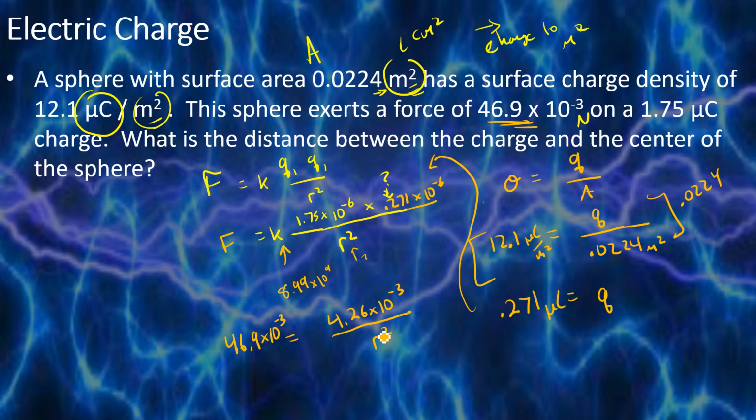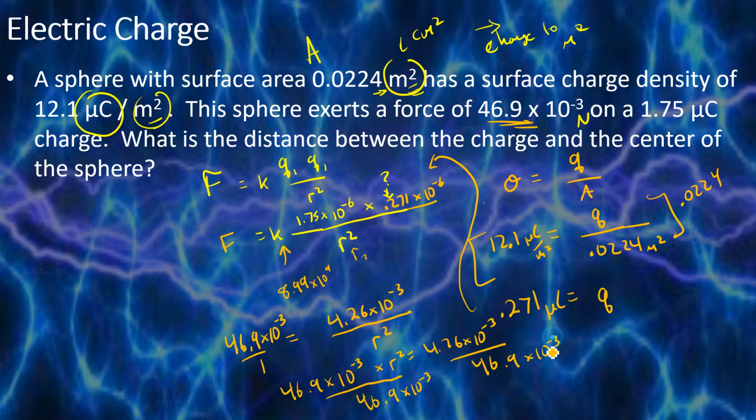So how do I solve this? I think we're going to go ahead and cross multiply. So cross multiply, we get 46.9 times 10 to the negative third times r squared equals 4.26 times 10 to the negative third. And then I'm going to divide both sides by 46.9 times 10 to the negative third. And when you do this, you need to make sure that you throw it inside of parentheses so that you don't have a mistake on your calculator.